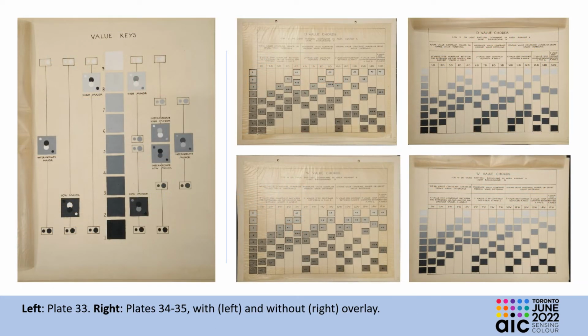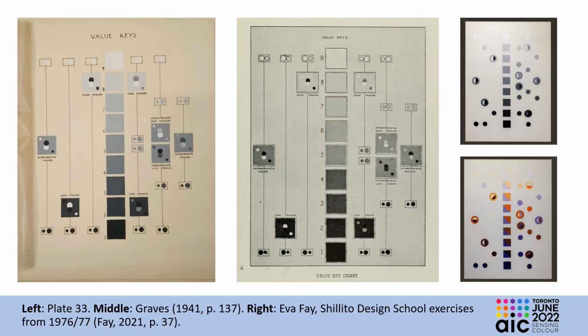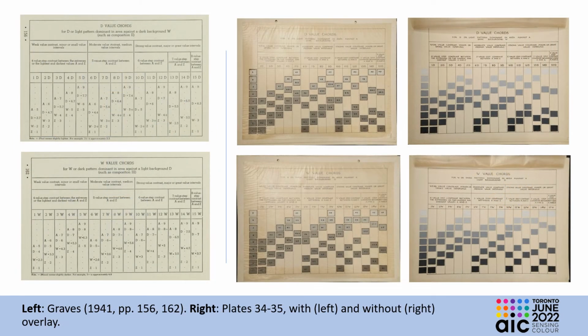The Munsell theory section also includes gouache renderings of 3 pages from Graves' The Art of Colour and Design, which had been published just a few years earlier in 1941. Plate 33 illustrates Graves' concepts of value keys, high minor, low major, etc. And plates 34 to 35 illustrate his concept of value chords.